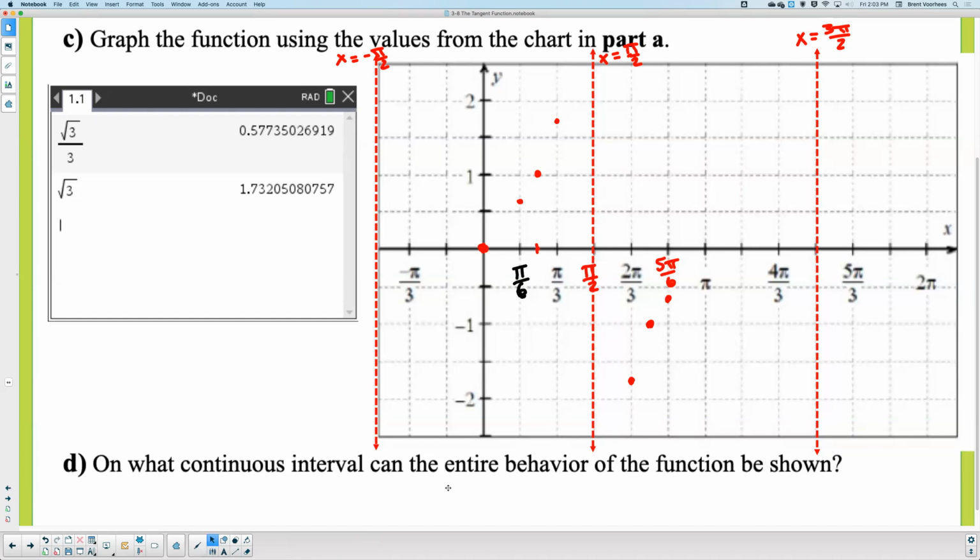So if I connected my function, the graph would look like this here, and then over here it would look like that up to pi. Oh, I forgot to put pi on there. Pi, we should have had 0. And you can kind of see how the rest of the graph works.